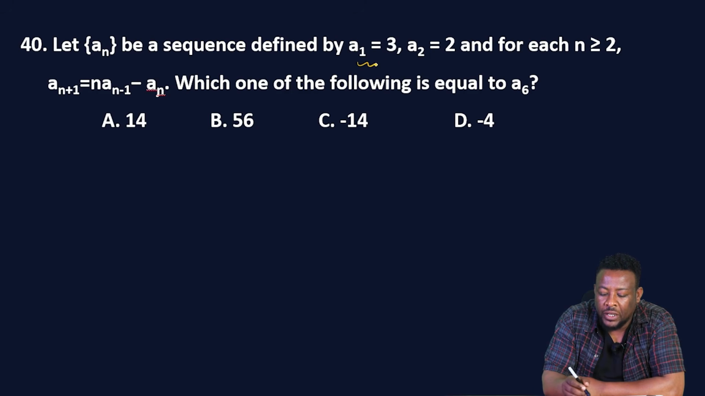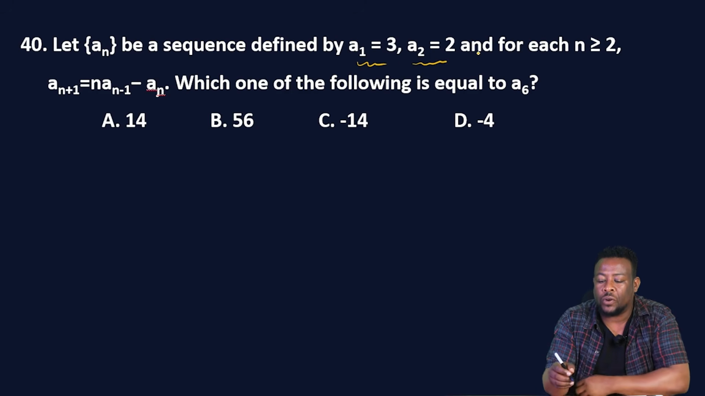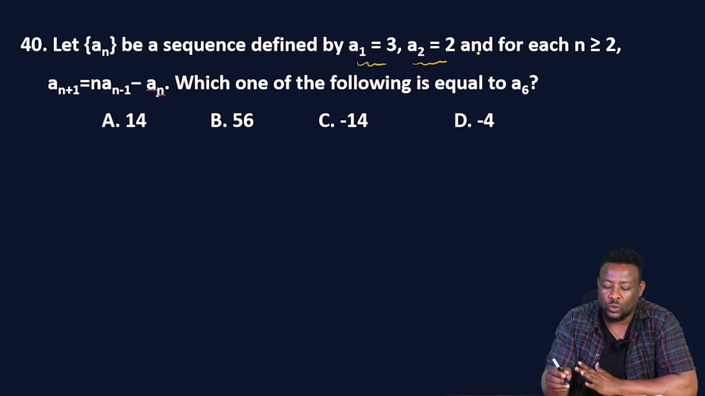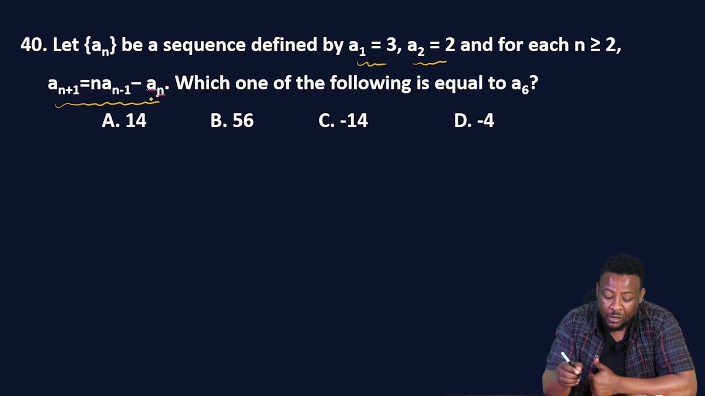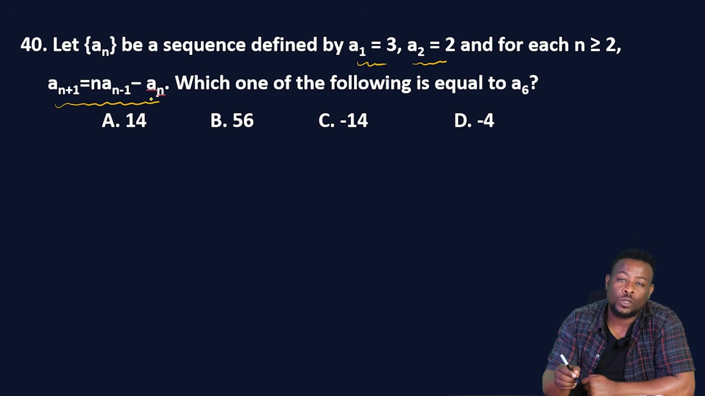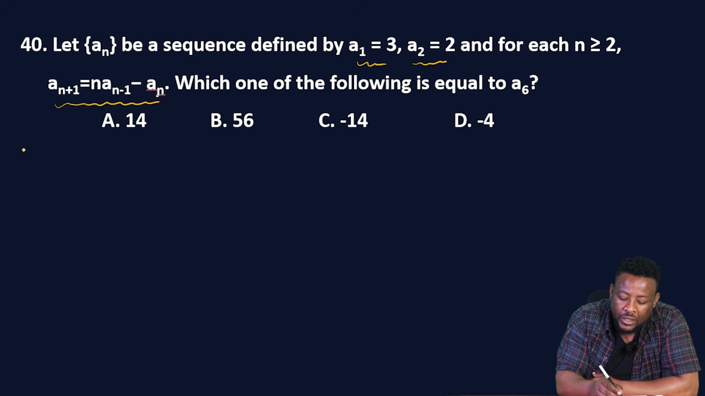ኦኬ ወደ 40ኛው ጥያቄ ስንመጣ: let a_n be a sequence defined by the first term 3, the second term 2, and for n greater than or equal to 2, the (n+1)th term is n times the (n−1)th term minus the nth term. Which one of the following is equal to a_6 ይለናል። ኦኬ እዚህ 40ኛው ጥያቄ ላይ ምን ተሰጥቶናል?